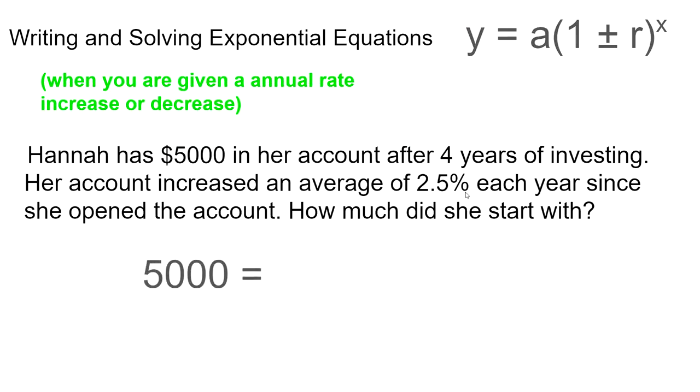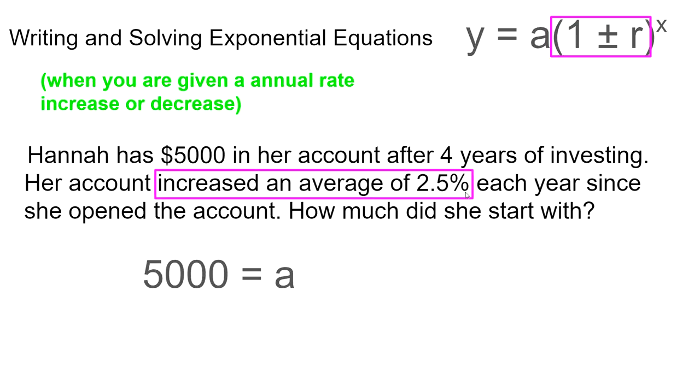And then we're going to look for the beginning amount. Well, it says how much did we start with, so that means we don't know the beginning amount. We're going to leave the A there. And again, we're going to look for our rate. Well, that's pretty easy to find. It's a percent. Now keep in mind, we're going to change it to a decimal by dividing it by 100. 2.5 divided by 100 is 0.025. It's increasing, and interest is always going to be increasing.